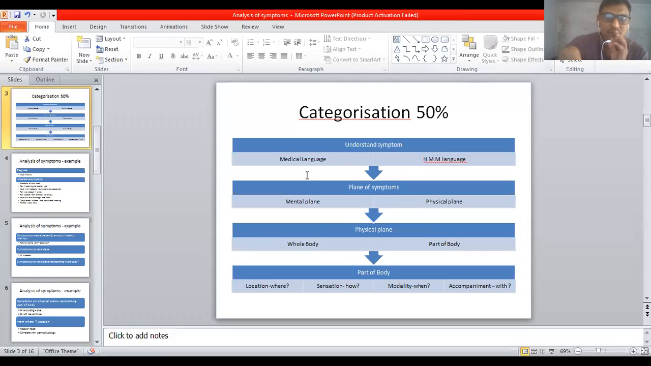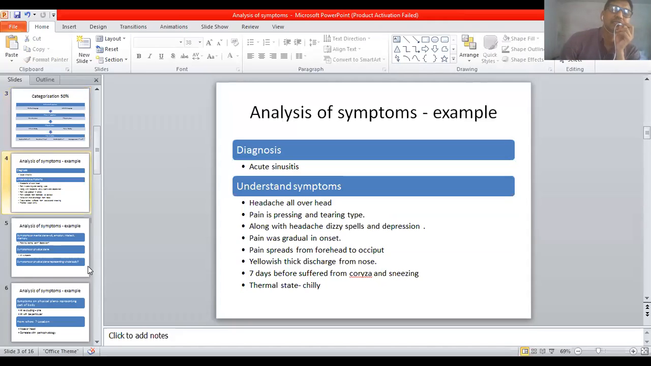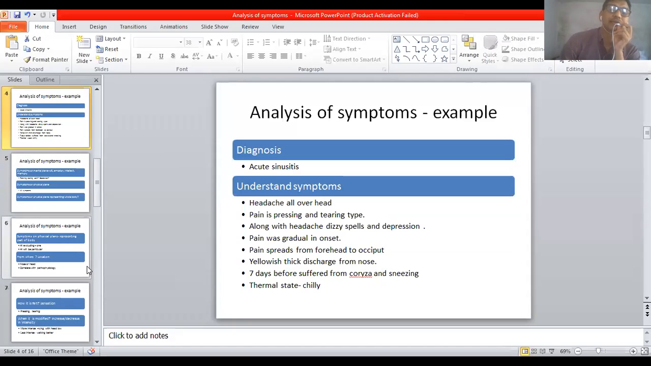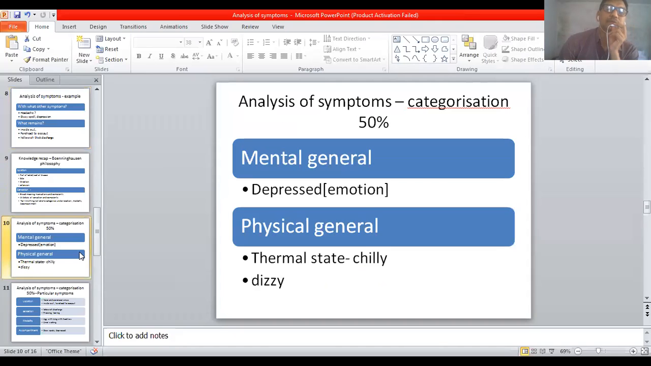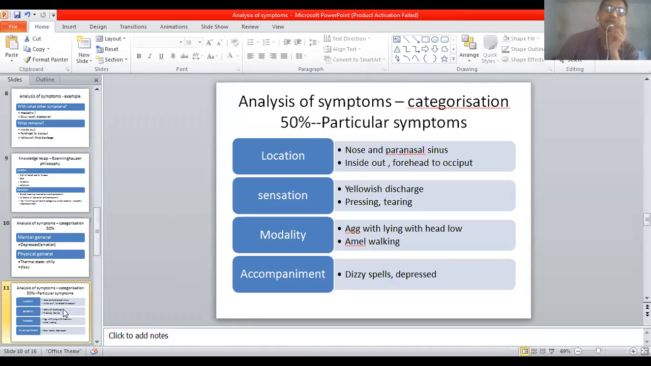Have you understood? If you have understood, I will end this meeting. And in the next meeting, we will go to the further step of analysis of symptoms. Now you can take a screenshot of these last 2 slides, because that will be required further. Mental general, physical general, and these are the particular symptoms, and in these particular symptoms we have identified the components.